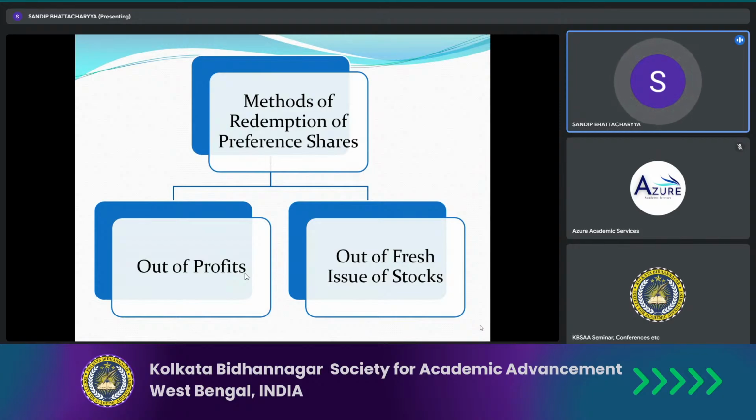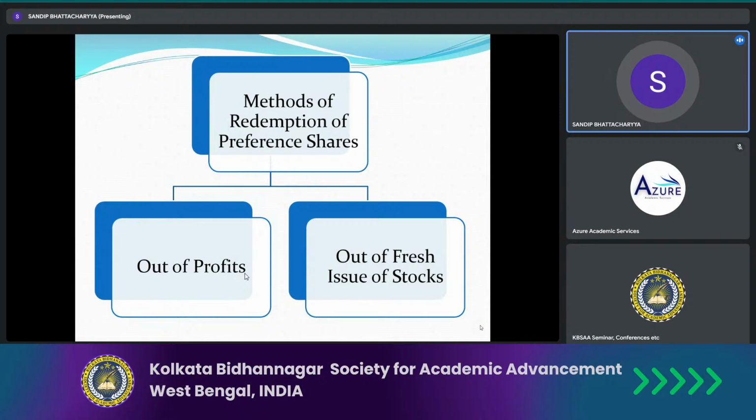So we can say that preference shares are typically redeemed at the end of a fixed period of time. Preference shares are typically redeemed at the end of the stipulated time given by the company. That was clearly mentioned in the prospectus at the time of the issue. So after a certain point of time, what will be the decision by the company, that is, it will be out of profit or out of a fresh issue of stock.